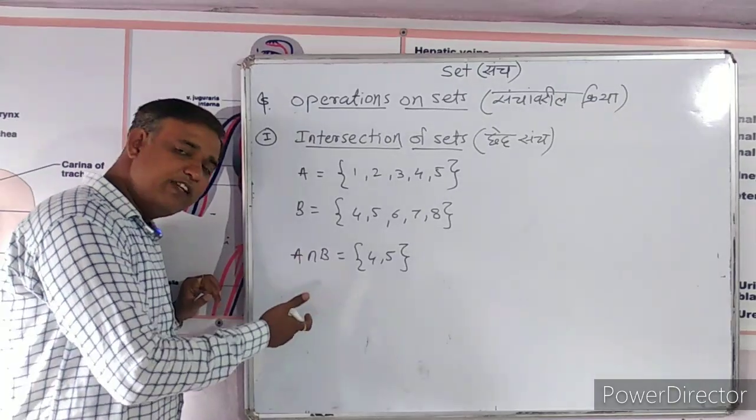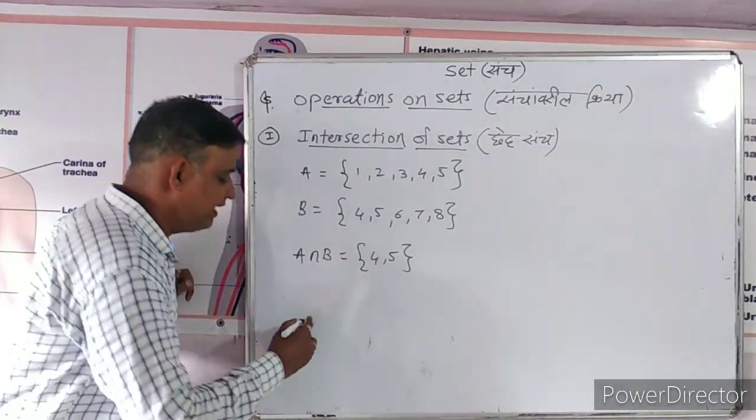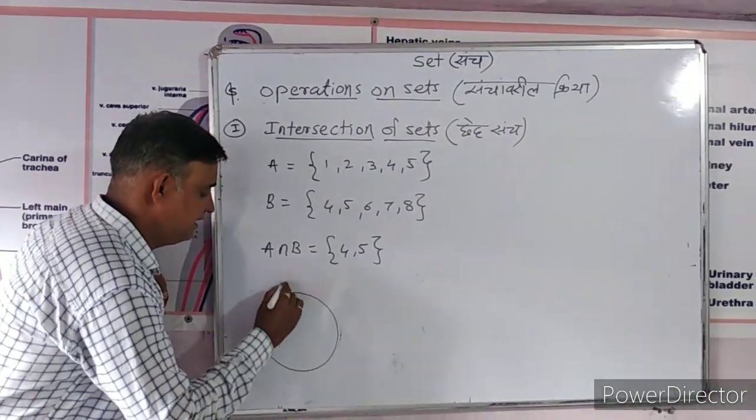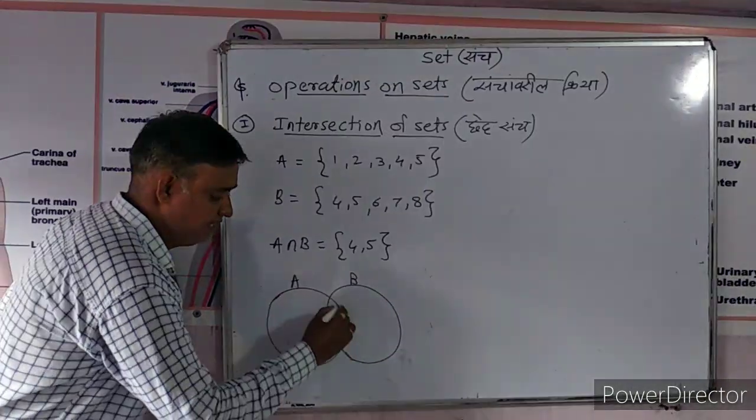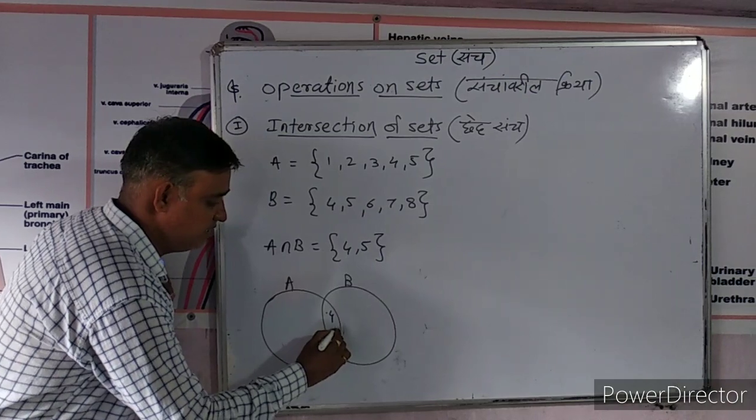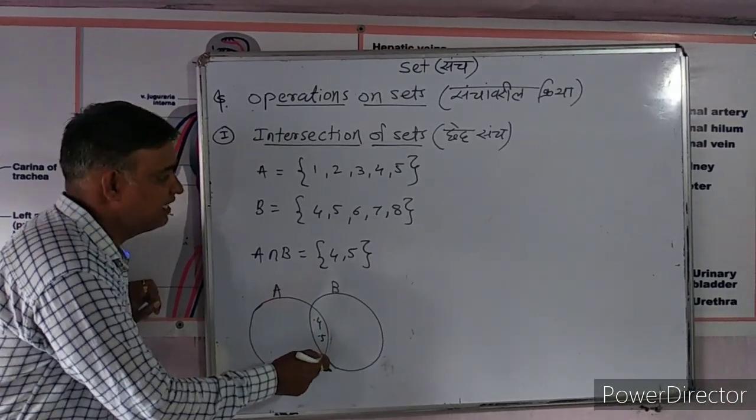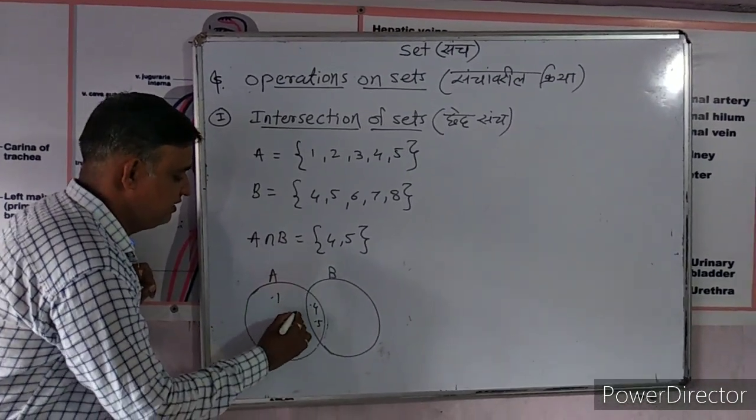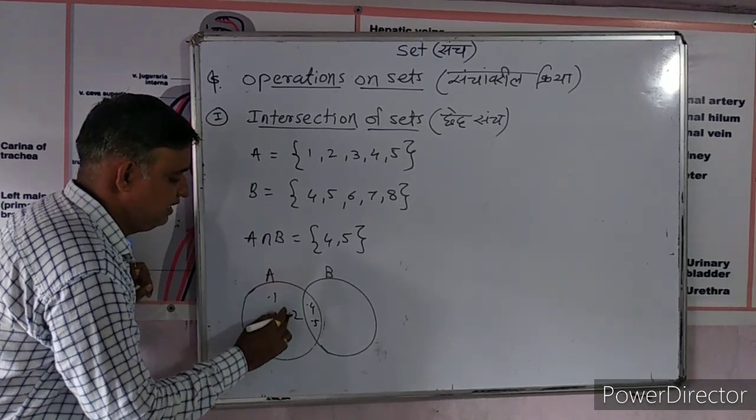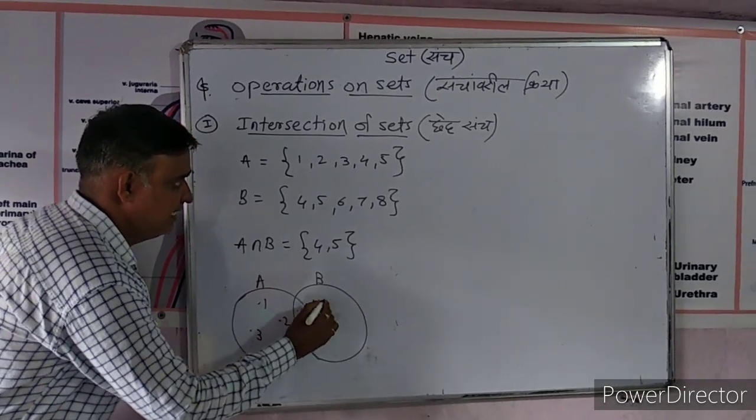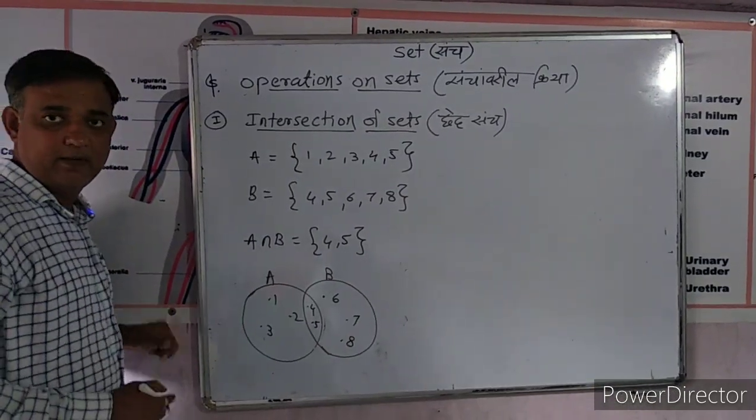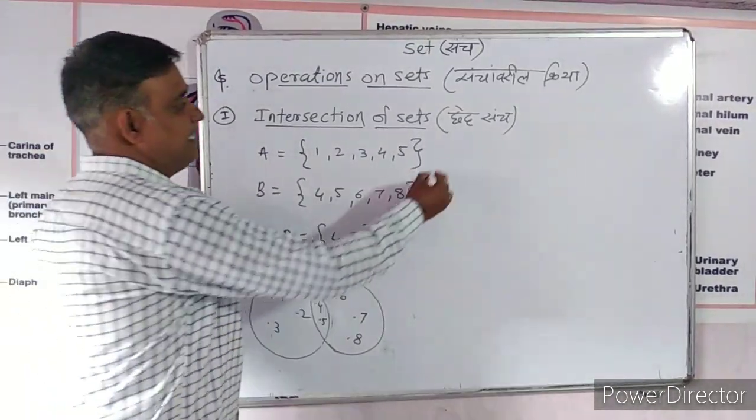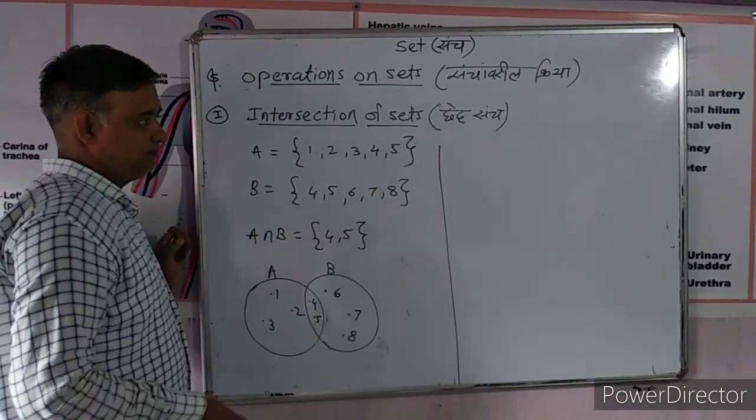If we have to represent this with the help of a Venn diagram, we can represent set A and set B. They have two elements common, so there is an intersection. We can represent 1, 2, 3 on one side, and 6, 7 and 8 on the other side. Okay, we will take another example of intersection of sets.